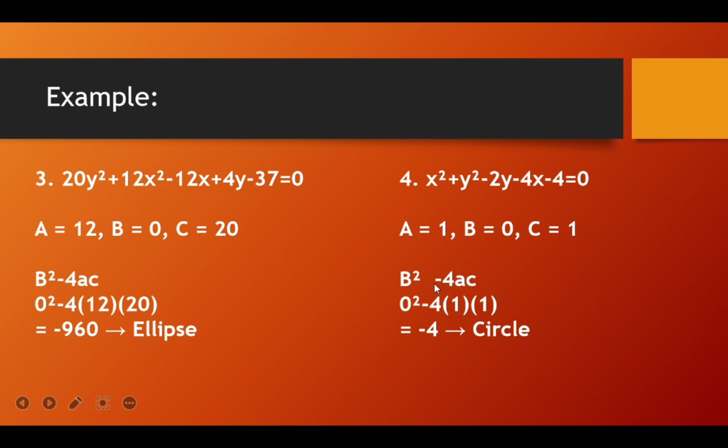Then compute the conic discriminant. So b is equal to 0, minus 4 times a, which is 1, times c, which is 1. So negative 4 times 1 is equal to negative 4. Negative 4 is less than 0. So since a is equal to c, then it is a circle.